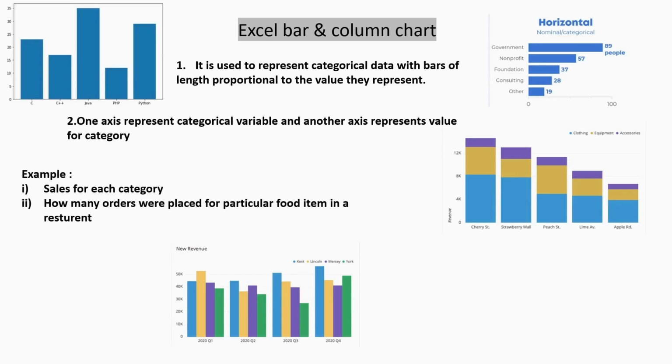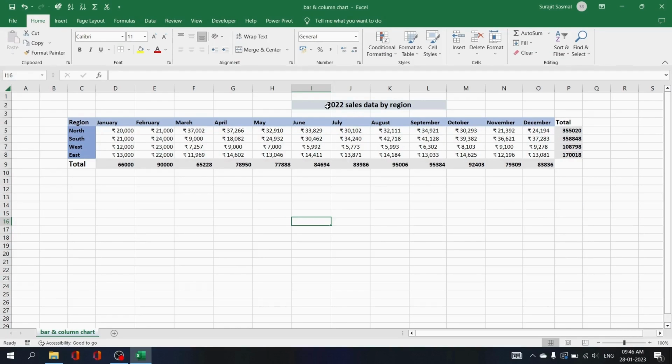Let's say there are sales for each category or how many orders were placed for particular food items in a restaurant. We can draw a bar plot for that. Monthly expense for various items, if you want to see, we can visualize with the help of bar plot or column plot. Let's jump into the Excel workbook and see how to draw these bar or column charts. In this dataset, we are seeing 2022 sales data by region: north, south, west, and east, and various month sales and total sales.